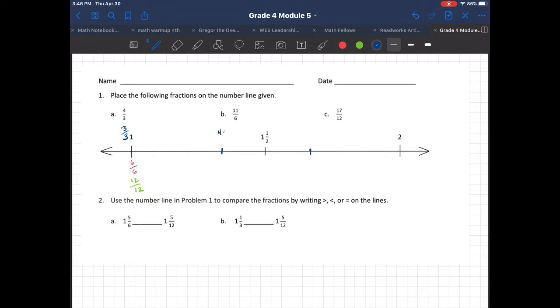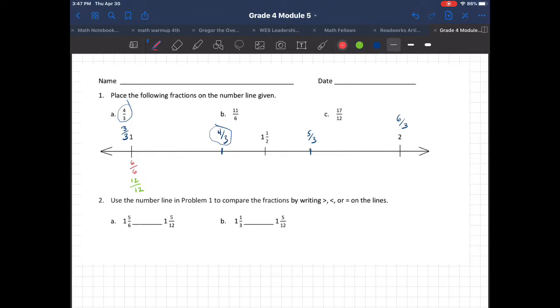So here's 4/3, which we could also call 1 and 1/3. And this would be 5/3, and of course 6/3 is 2, right? Now for sixths, because we want 11/6, sixths are half as big as thirds. So between all the thirds, we have sixths.